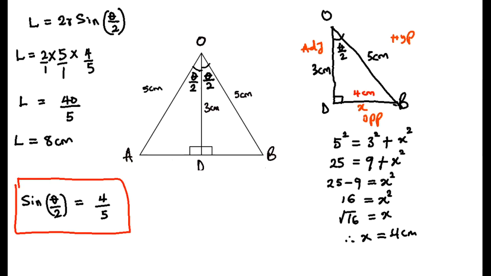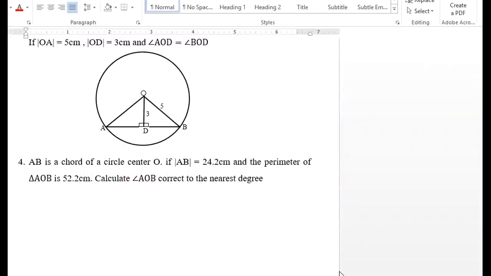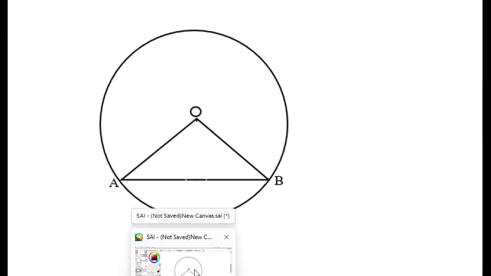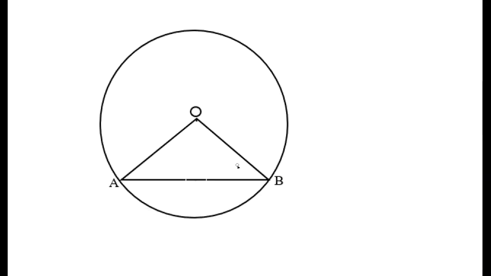So that's it. So the next question, 4. AB is a chord of a circle, center O. If AB is 24.2 cm and the perimeter of the triangle AOB is 52.2 centimeters, calculate the angle AOB. So let's do a sketch for this question. I think I've sketched already here. Yes, I've sketched already here.